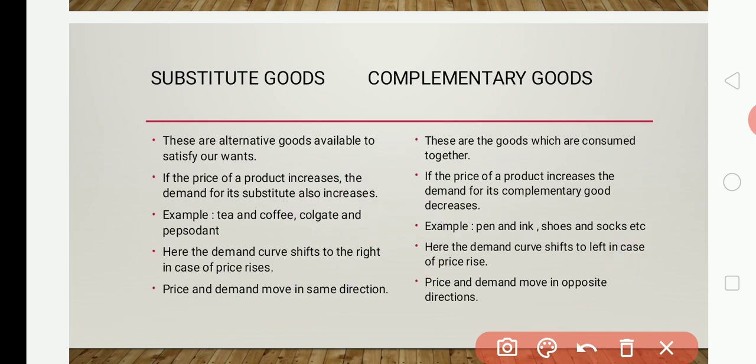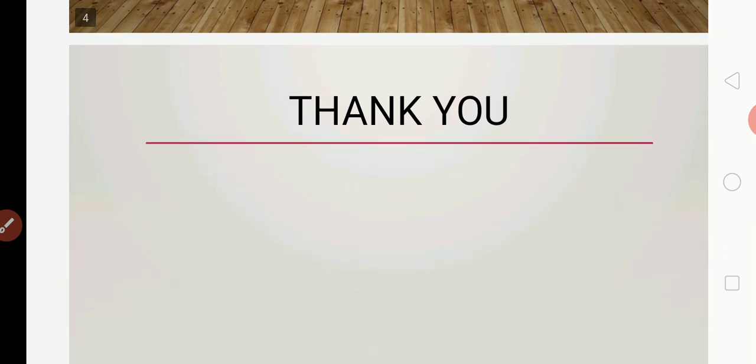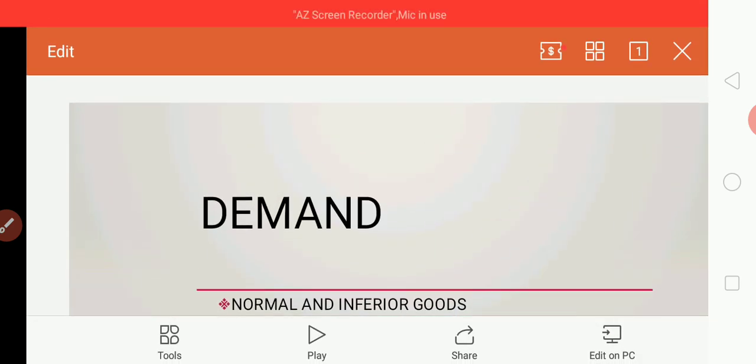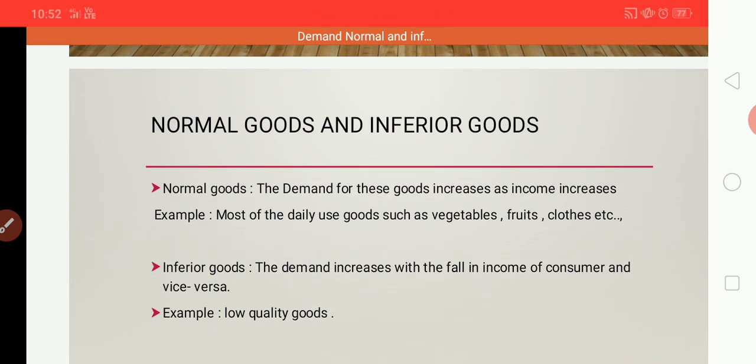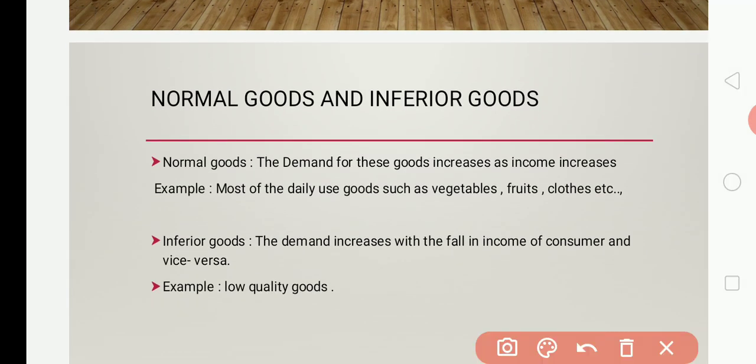So here there are two types of goods. One is normal good and inferior good. The other type is substitute goods and complementary goods. Normal goods are those goods for which the demand increases as income increases. For inferior goods, the demand increases with a fall in the income of the consumer and vice versa. Here the normal good and inferior good have a relationship between income and demand.